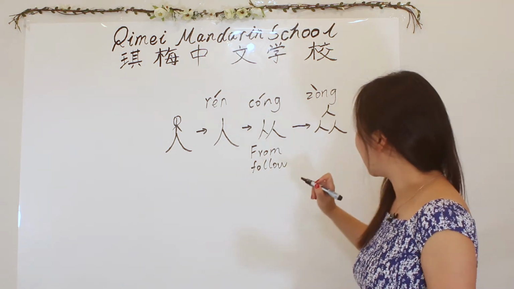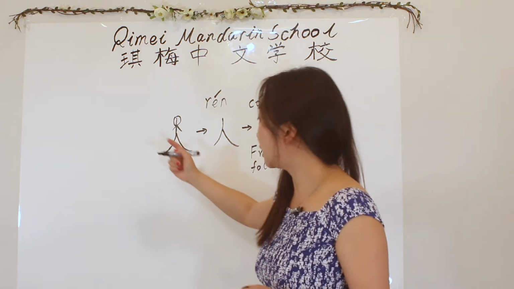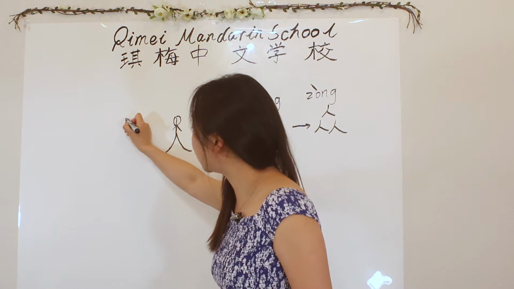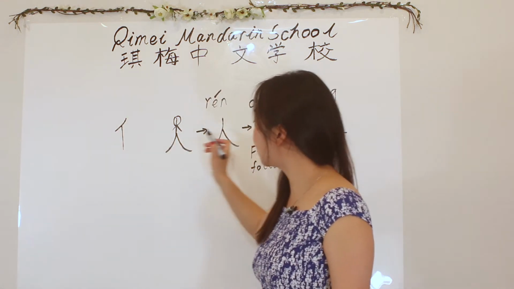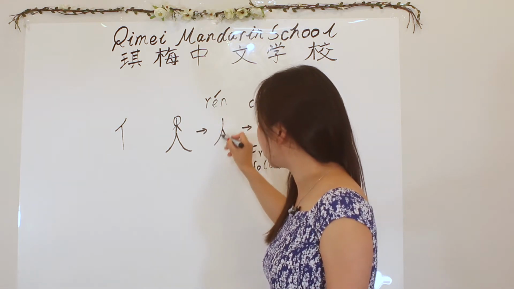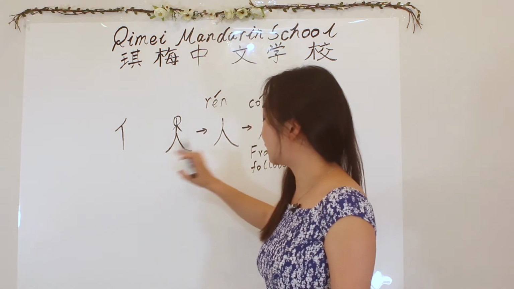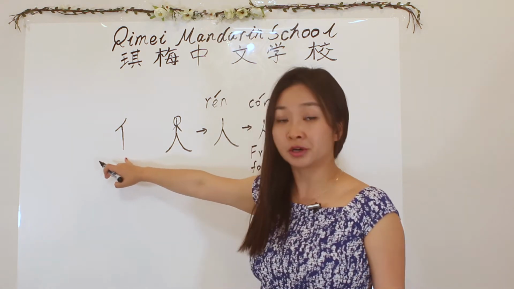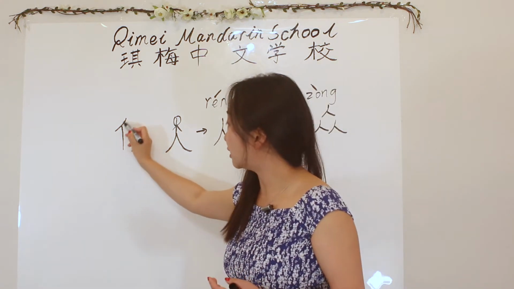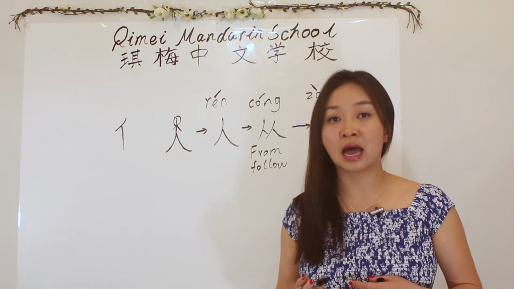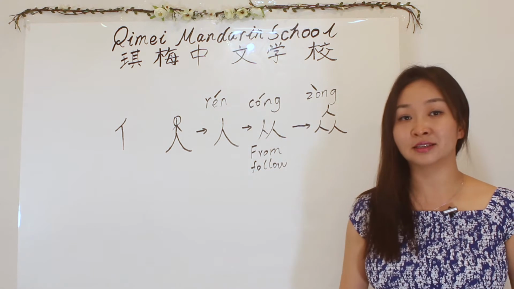And actually, when we use this one, in most of the characters, you will see this part. We just change this stroke a little bit shorter, and this one a little bit longer, but they have the same meaning. So this part means person. So whenever you see any Chinese character that has this part, these characters are all related to people. Okay, so let's look at the second one.